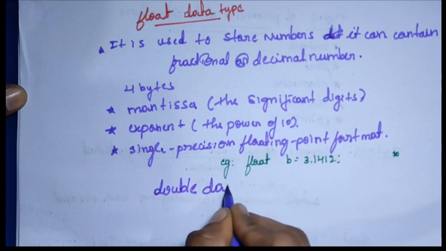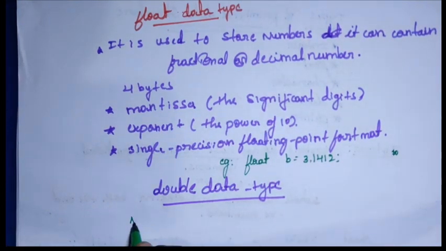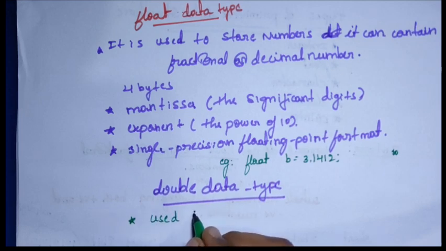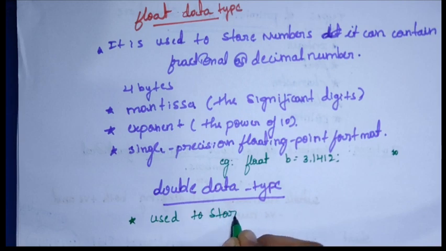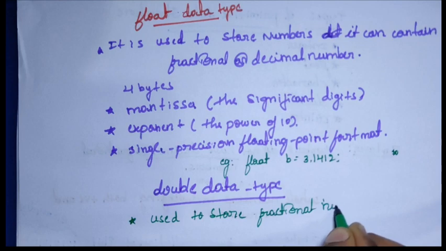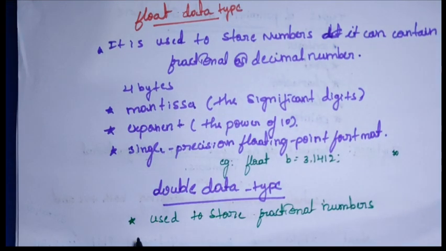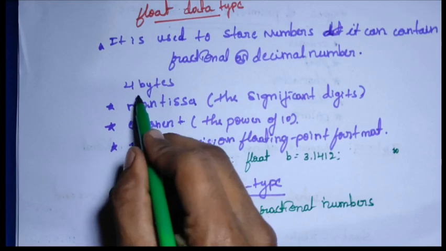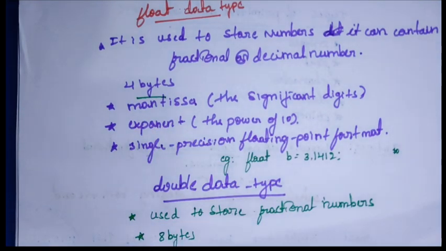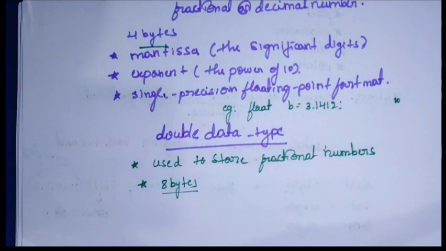Double data type. So what is the double data type? The double data type is also used to store fractional values or decimal numbers. The size of the double data type is 8 bytes. What is the size of the float data type? It is only 4 bytes, but the double data type is 8 bytes. It can store large decimal numbers.